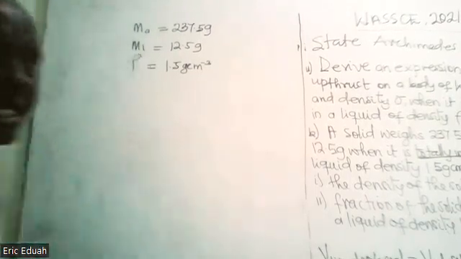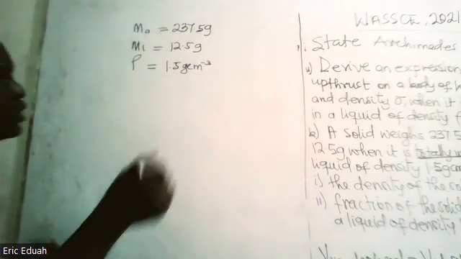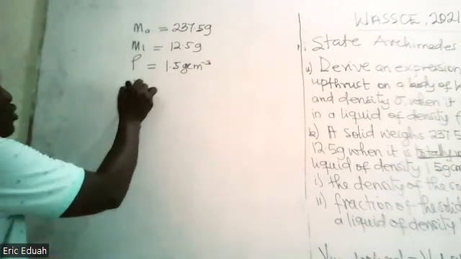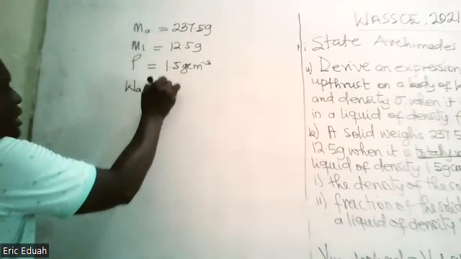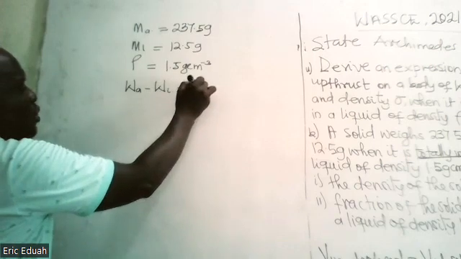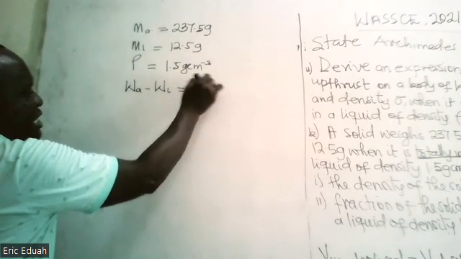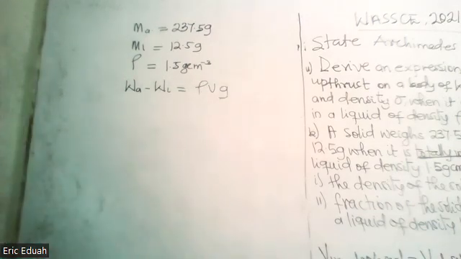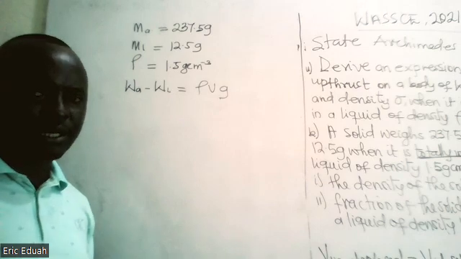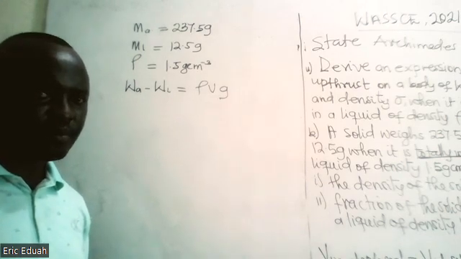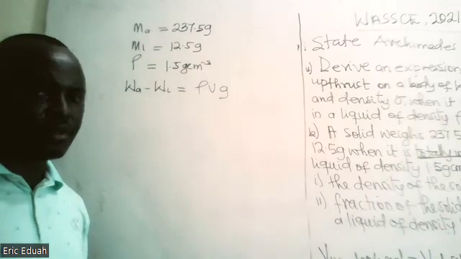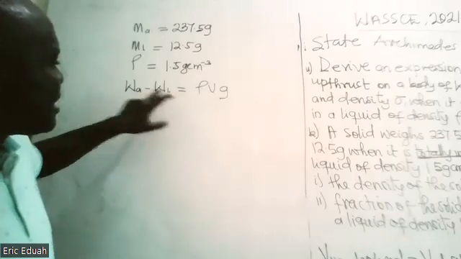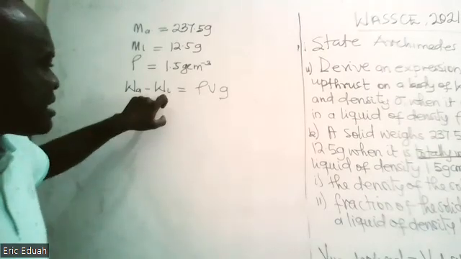Let me draw your attention to one of the equations we saw: weight in air, abstract, is equal to weight in air minus weight in liquid, which is also equal to weight of fluid displaced, which is density of the liquid times volume of the liquid times gravity. Please, do we recall? Yes, please. Good. Now, it means that these are weights. Weight in air, weight in liquid.